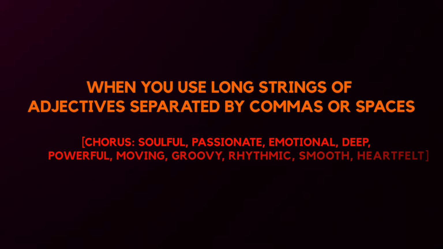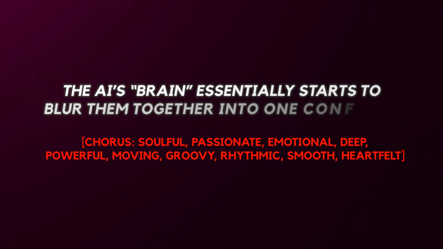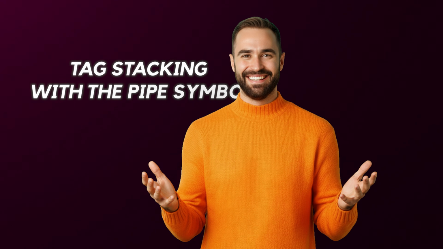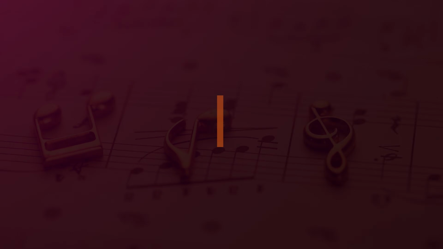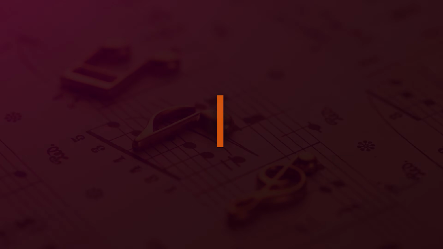When you use long strings of adjectives separated by commas or spaces, the AI's brain essentially starts to blur them together into one confusing fog. And because of that, it loses the ability to prioritize what actually matters. So today, I'm going to show you how to fix this using a technique called tag stacking with the pipe symbol. It might sound simple, but this one small vertical bar can be the difference between a messy, unpredictable track and a much more professional, directed production.